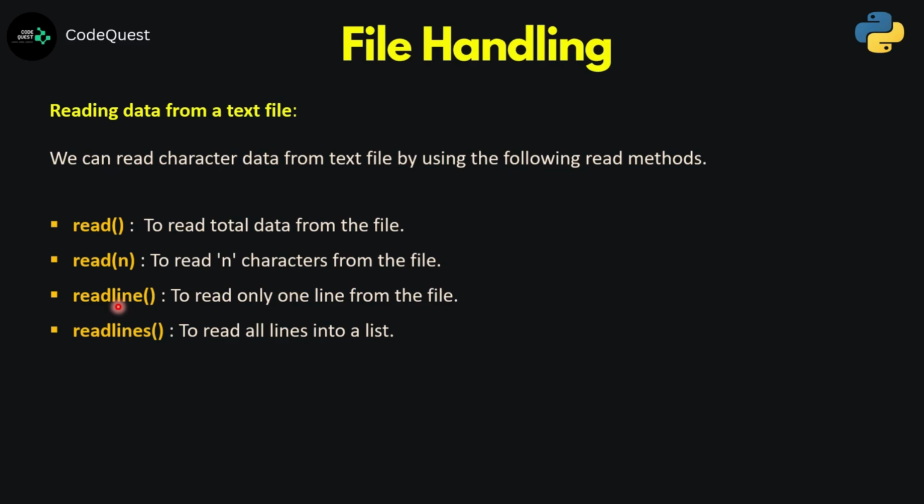Now readlines is going to read all the lines that are present in the file, but readlines always returns a list. Suppose there are 5 lines in a file. The first line will be the first item of the list, the second line will be the second item of the list. Like that, it returns a list of items where all items are the lines that we have.